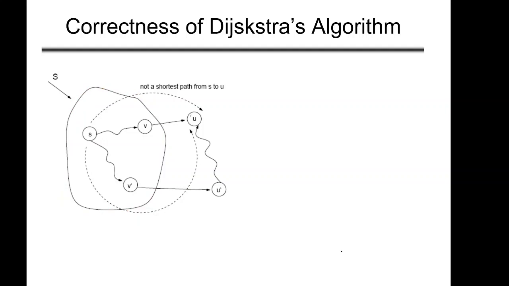Okay, this is what we are trying to do. Just before adding it, let's say this is the distance. We will take some path to reach V, and then from V we will reach U. This is the shortest path. So S to V to U is the shortest path that the algorithm is identifying.